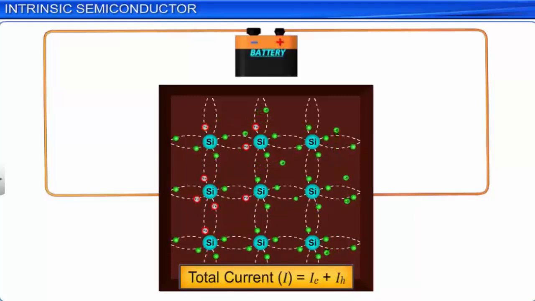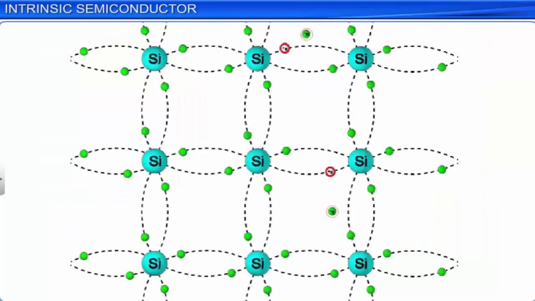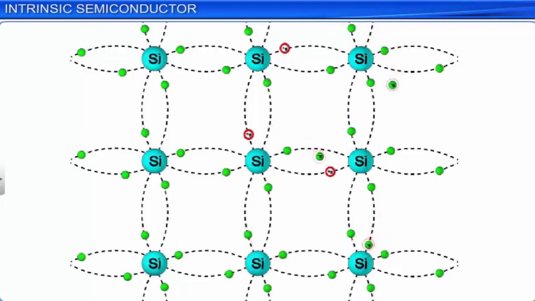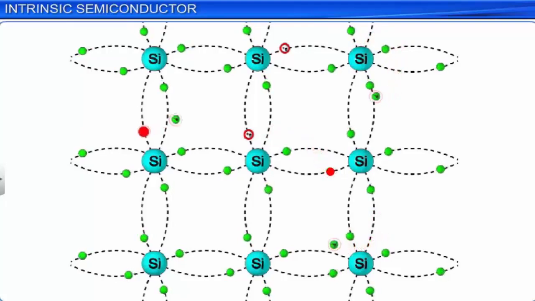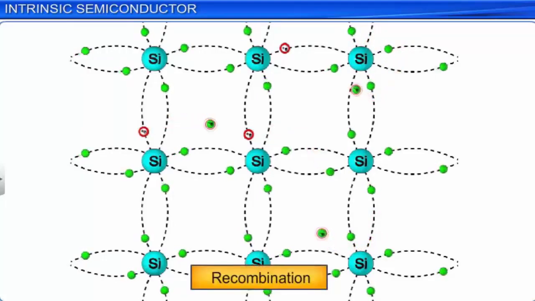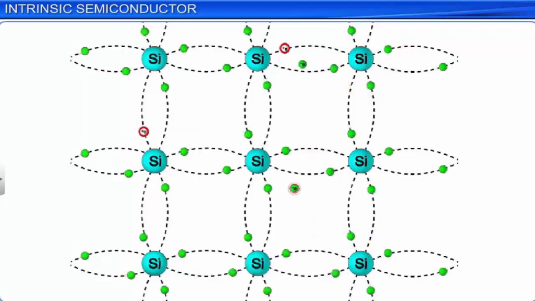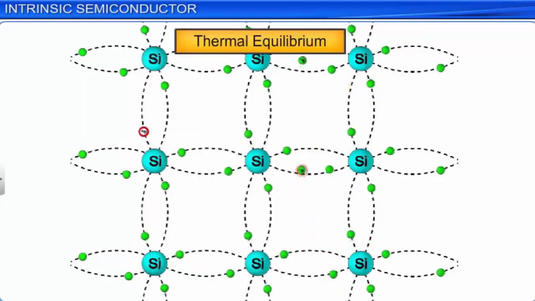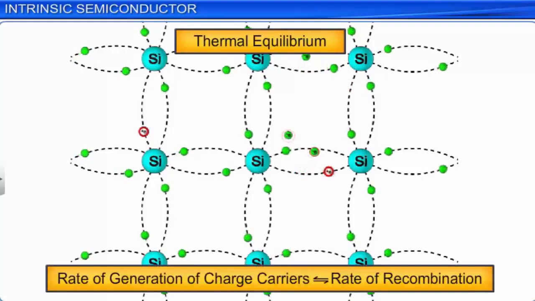If a free electron collides with a hole, it fills the vacancy in the covalent bond without the generation of any other hole. This is called the process of recombination. Under thermal equilibrium, the rate of generation of free electrons and holes in a semiconductor is equal to the rate of their recombination, so that the density of charge carriers in a semiconductor remains constant.